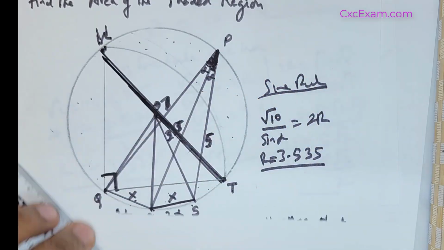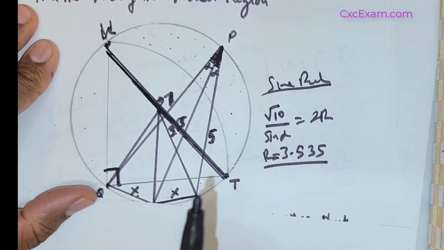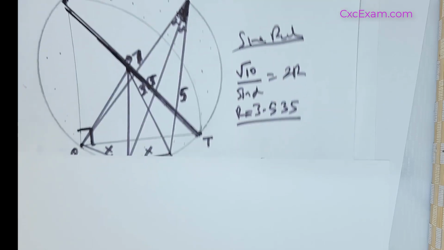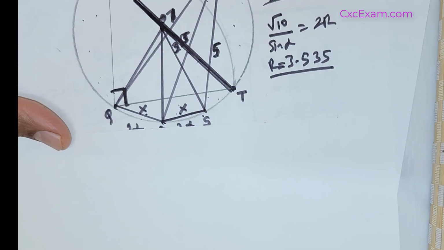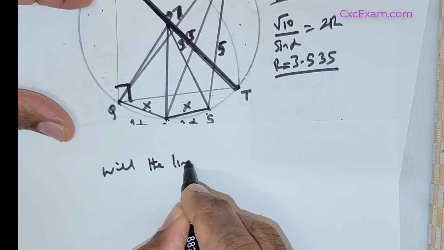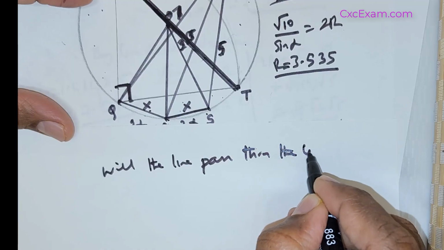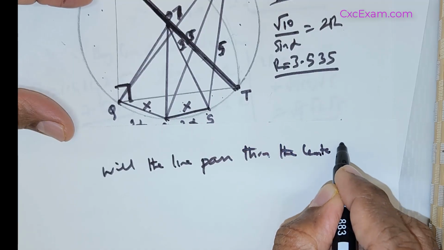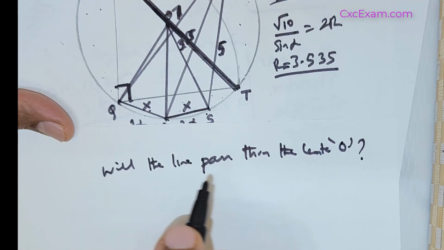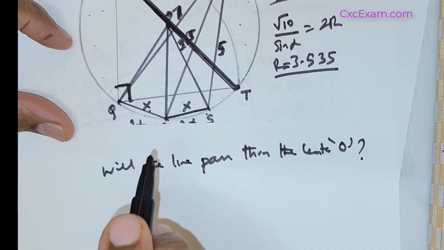Okay, this is the line. Now the important point is, will this pass through the center of the circle? You might be asking me, will the line pass through the center O? That's an all important question, right? That's a valid question. Now I am claiming it will pass through. Why?